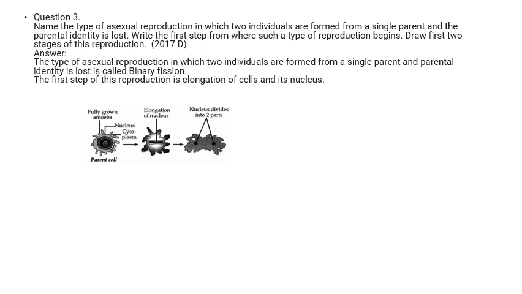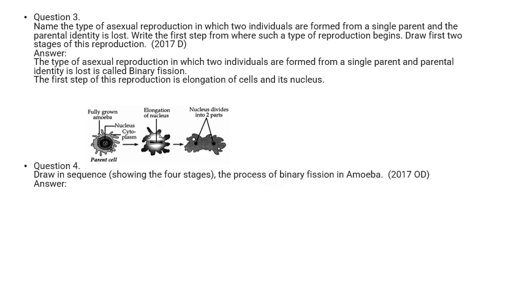So the answer for this is given here. The type of asexual reproduction in which two individuals are formed from a single parent and parental identity is lost is what we call binary fission. Okay. The first step of the reproduction is elongation of the cell and its nucleus. The drawing for this is the parental cell. Here you can see a fully grown amoeba. In later stages, elongation of the nucleus will take place. Later the nucleus divides into two parts. So this is the answer for this question. Let us move on to the next question now.